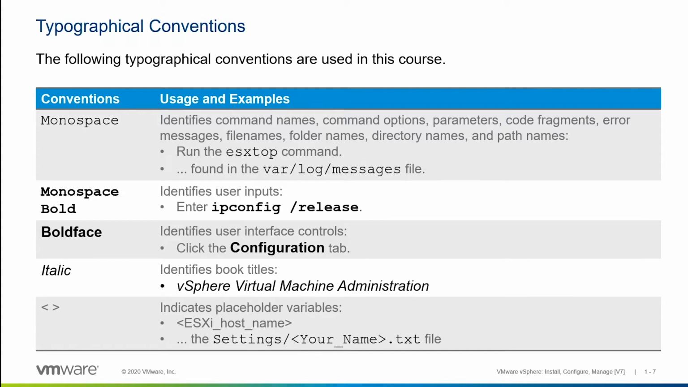Okay? Now, italics are used for things like book titles and those sorts of things. And if we use the greater or less than signs, we're looking at placeholder values and things like that. Type in your ESXi host name in the URL bar of a browser, for example.